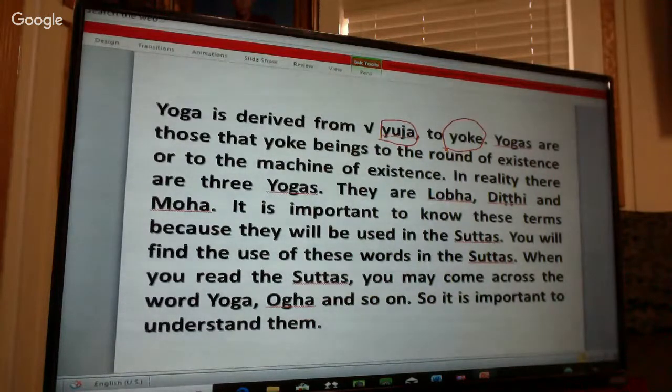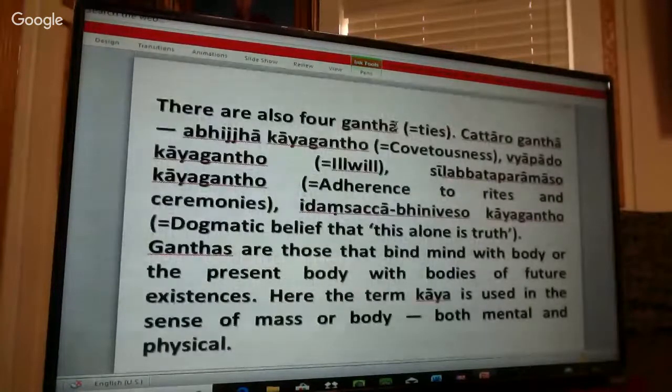Many suttas use these names: Asava, Oga, Yoga. So you will find the use of these in the suttas. When you read the suttas, you may come across yoga, oga, and asava. So it is very important to understand that. Okay, we will go to the next one.